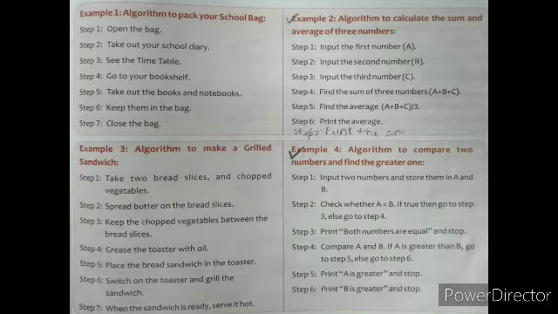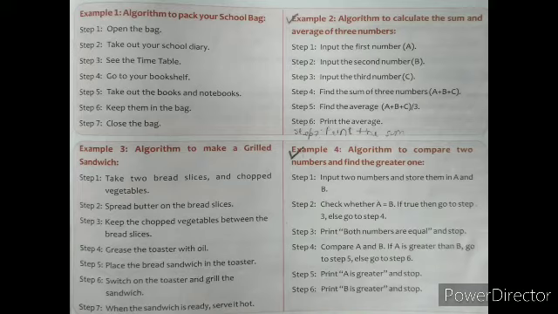Example number 2, algorithm to calculate the sum and average of 3 numbers. Whenever we are doing any mathematical problem, there are steps. We follow certain steps. We cannot straight away jump to step number 3 from step number 1, or jump to the conclusion. There are certain steps.